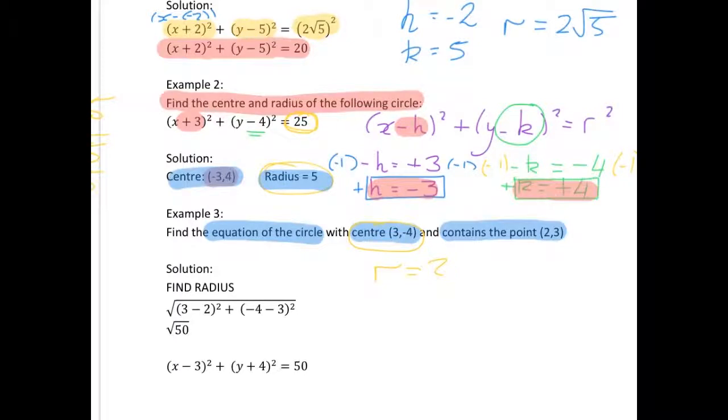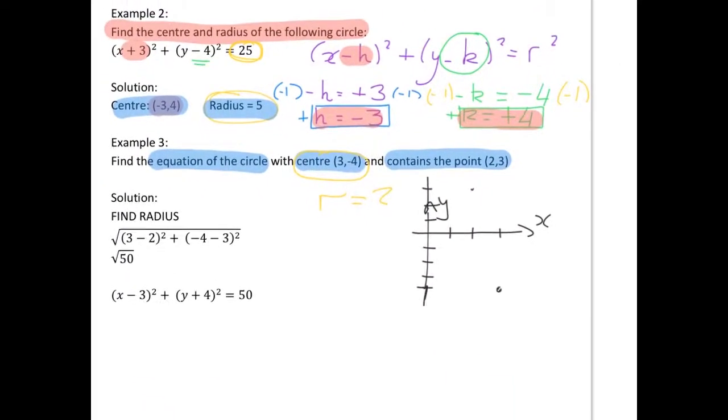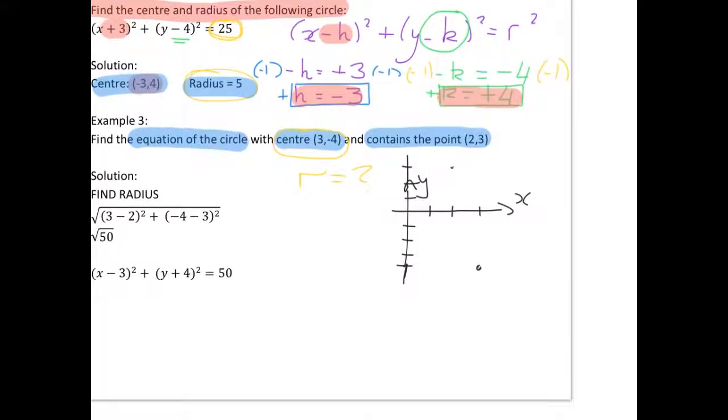To get the radius, we know that we have a centre of (3, -4). Counting 1, 2, 3 along and 1, 2, 3, 4 down, our centre is here, and it contains the point (2, 3). So our circle looks something like this.